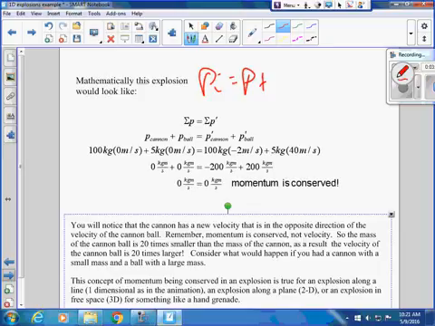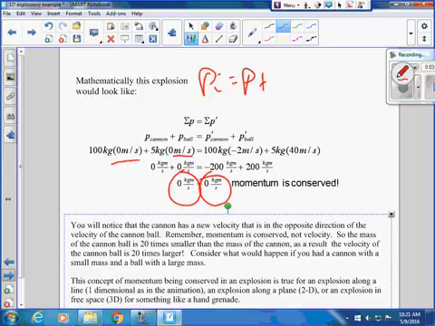So in this case here, we've got a 100 kilogram cannon. It's moving at 0 meters per second to begin with. A 5 kilogram cannonball. It's also moving at 0 meters per second to begin with. So the total on the left-hand side is 0. And so the cannon itself moves at -2 backwards. The recoil is -2. The cannonball moves at 40 meters per second. And the two momentums are equal and opposite. And the 0 is conserved. The momentum is conserved. Okay?